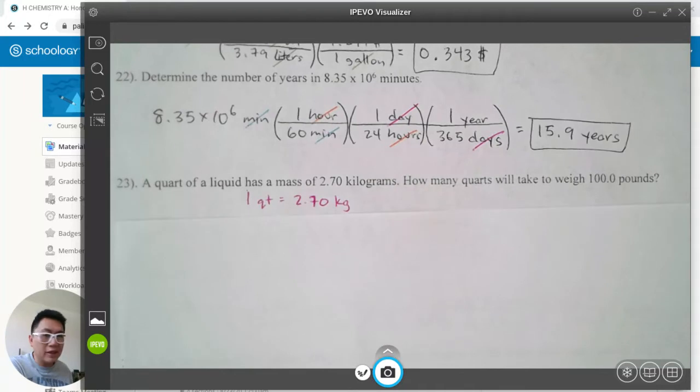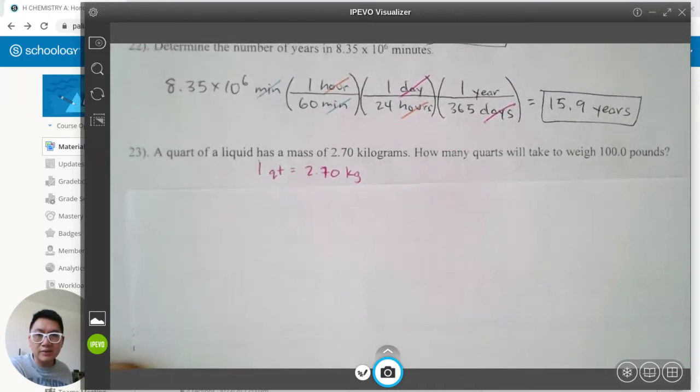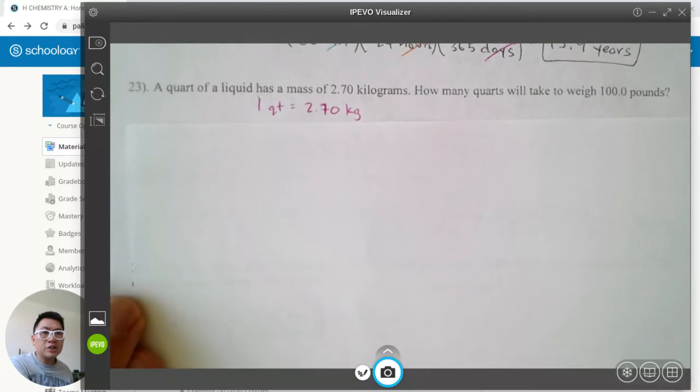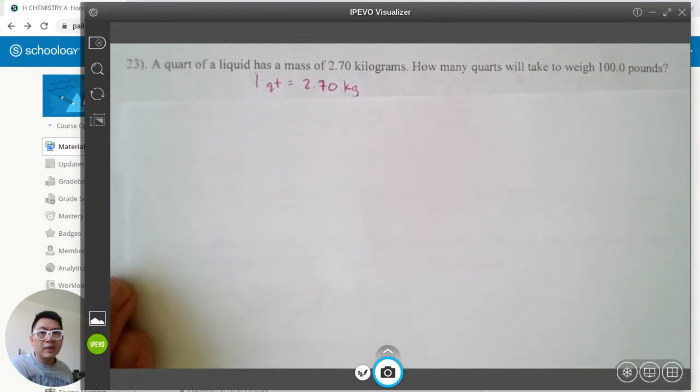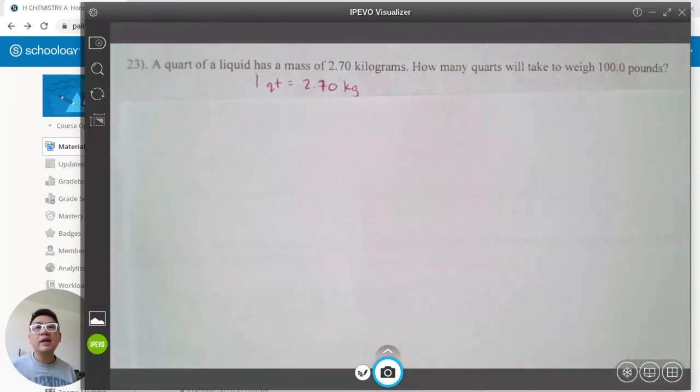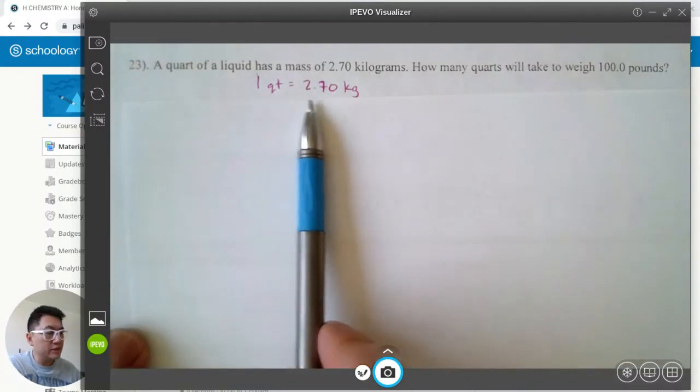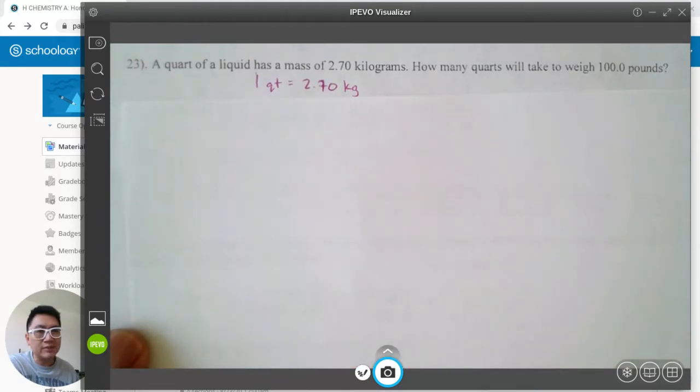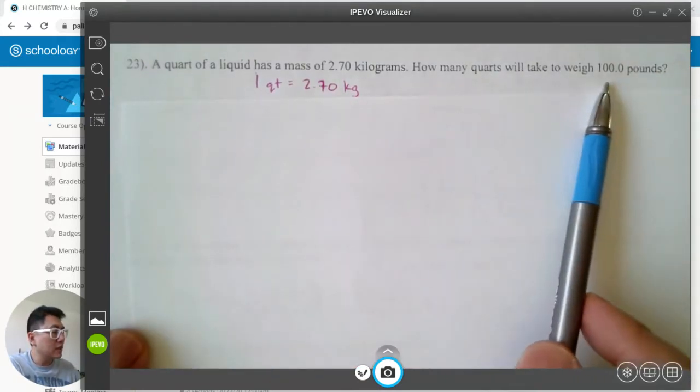Next question, number 23. It says, a quart of liquid has a mass of 2.70 kilograms, not just grams. How many quarts will it take to weigh 100 pounds? What I'm told is whatever this liquid is, 1 quart of this unknown weighs 2.70 kilograms. That's what I wrote here. The question is, how many quarts is 100 pounds?